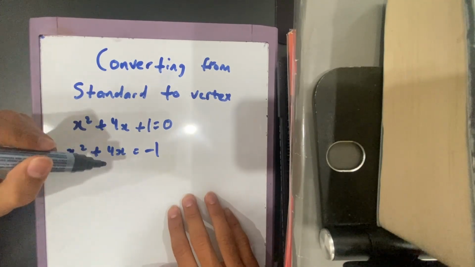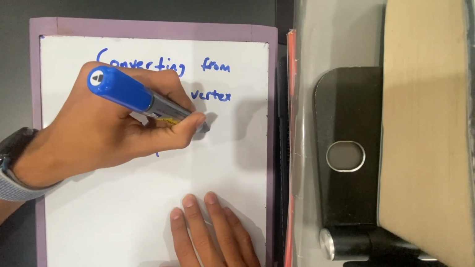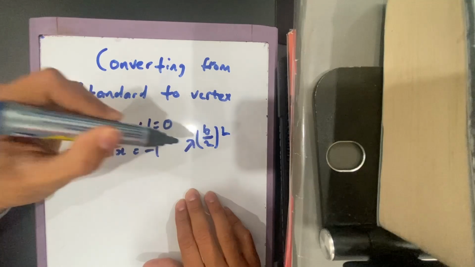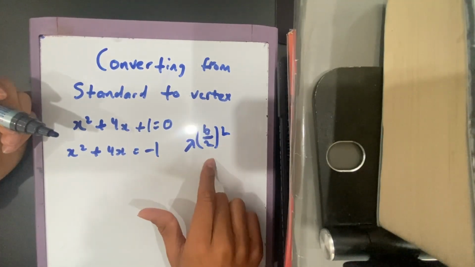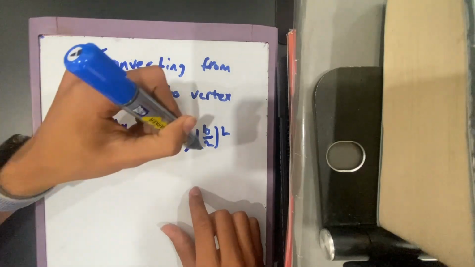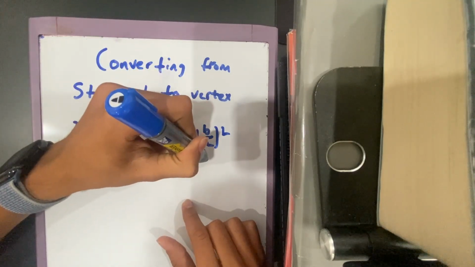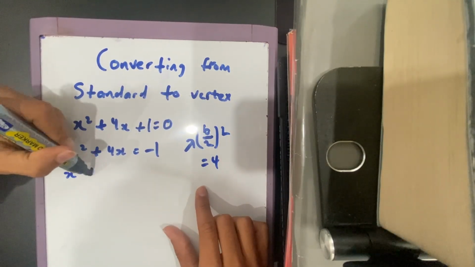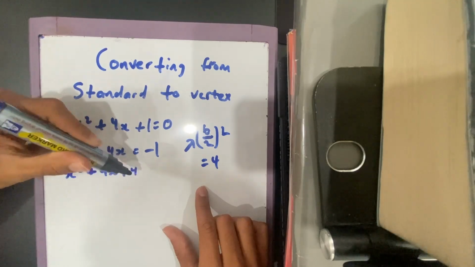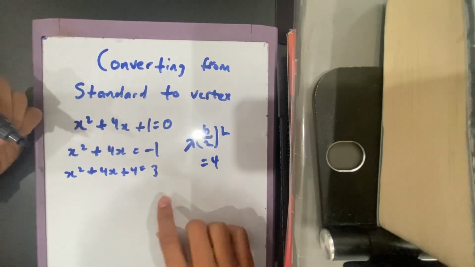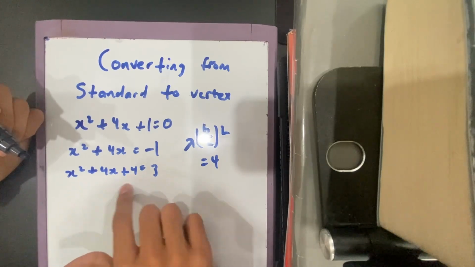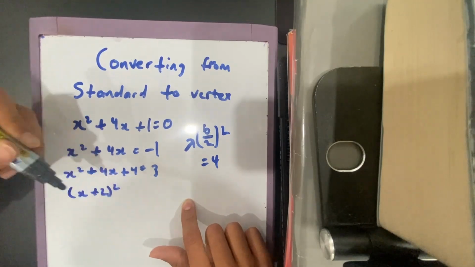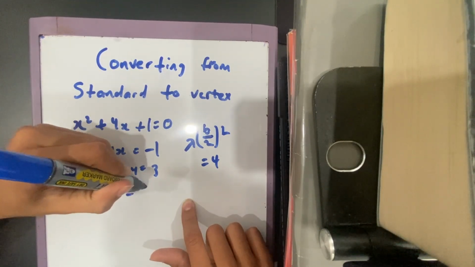And you have to add to both sides this term here, b divided by 2 squared. So our b in this case is 4, so 4 divided by 2 is 2, and 2 squared is 4, so what we have to do is add 4 to both sides, which equals 3. Now we can write it like this. So we're almost done here now.